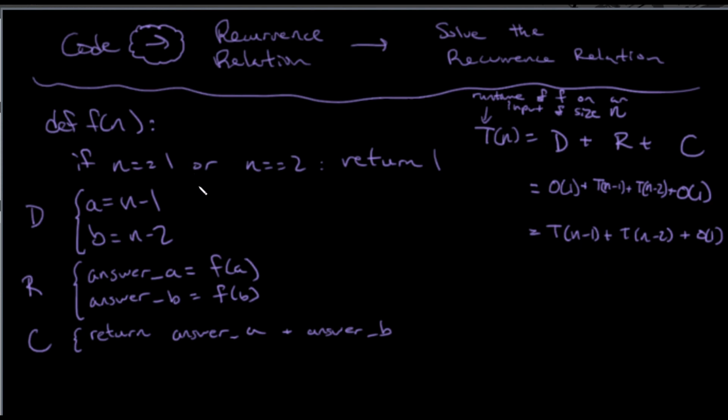And so one more thing to notice is that this is only applicable if n is greater than 2. Right? If n equals 1 or n equals 2, none of these lines are going to get run, and we're just going to run this line, which is also returning 1, which is a constant operation. T of n equals just O of 1 if n equals 1 or 2.